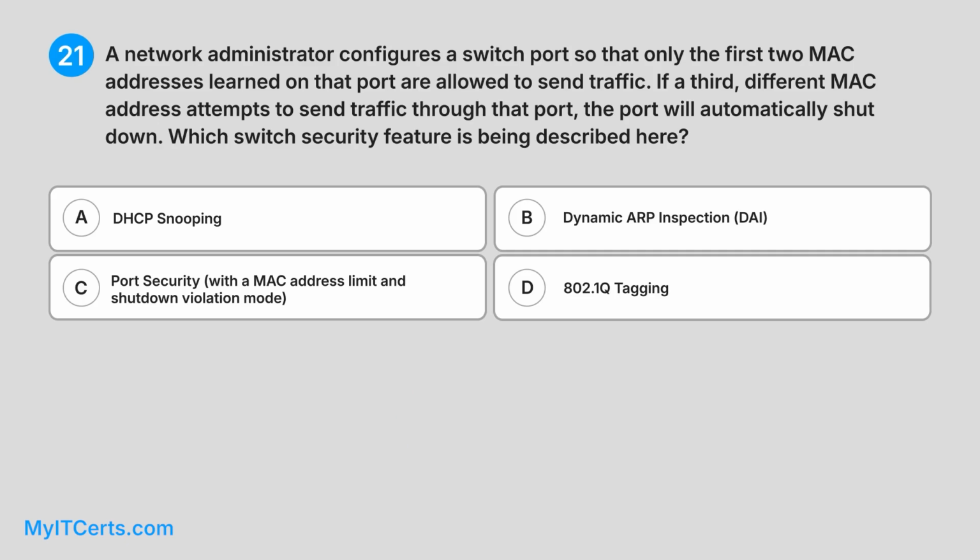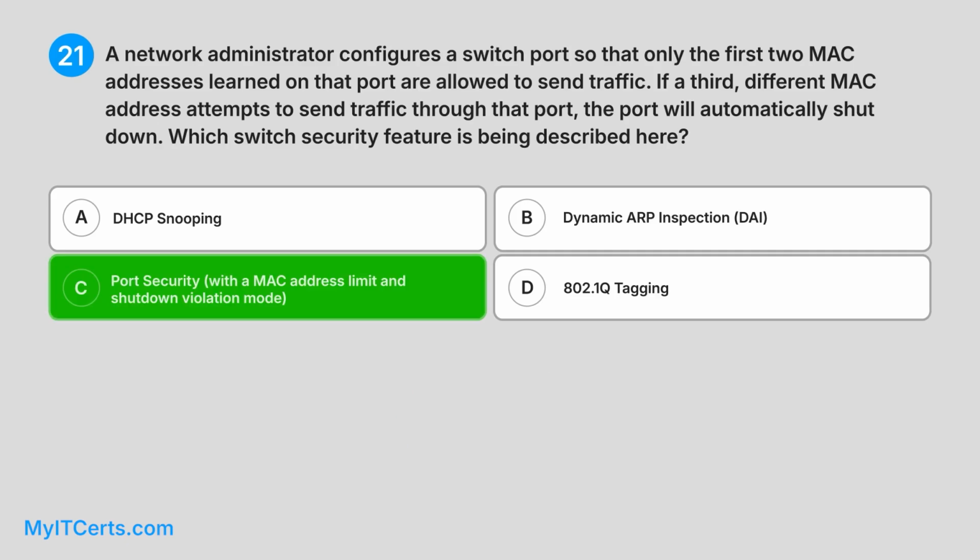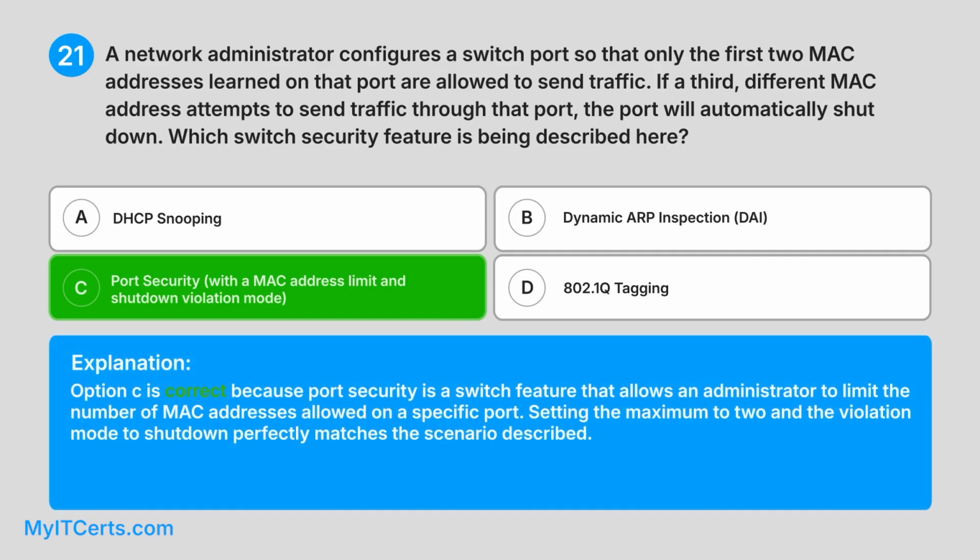Correct answer. C. Port security, with a MAC address limit and shutdown violation mode. Explanation. Option C is correct because port security is a switch feature that allows an administrator to limit the number of MAC addresses allowed on a specific port. Setting the maximum to 2 and the violation mode to shutdown perfectly matches the scenario described.